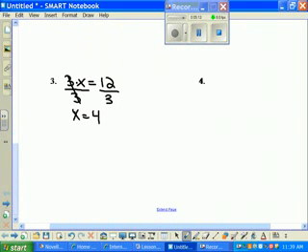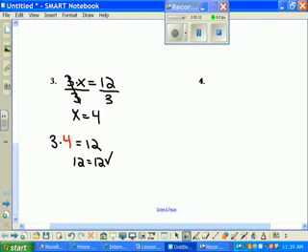And we get x equals 4. Am I done? What do I have to do? I have to check it. So 3 times 4 equals 12. 12 equals 12. How are we doing with these?